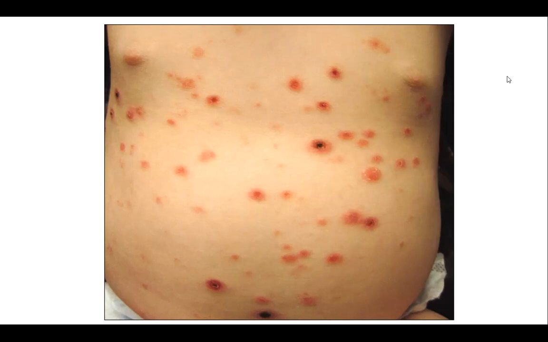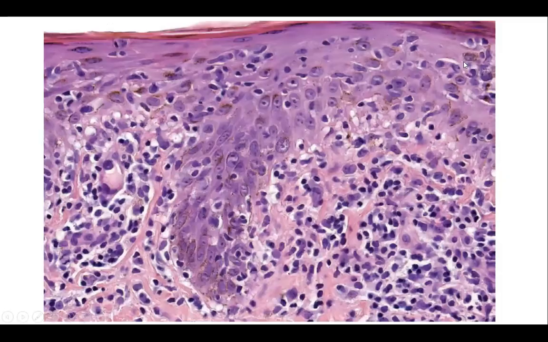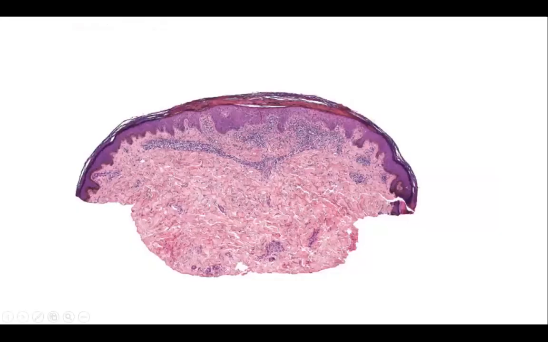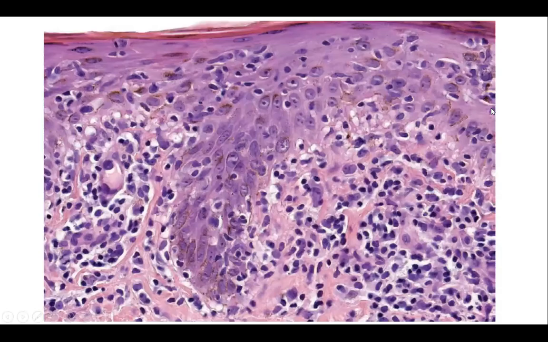Histology, I think, is very straightforward. What do we see here? So we see an interface dermatitis, and in the previous image, you can see there's a wedge-shaped infiltrate, parakeratosis with some neutrophils in the stratum corneum. So these are all features of what? PLEVA. Pityriasis lichenoides et varioliformis acuta. Very good. Very good. Moving on.